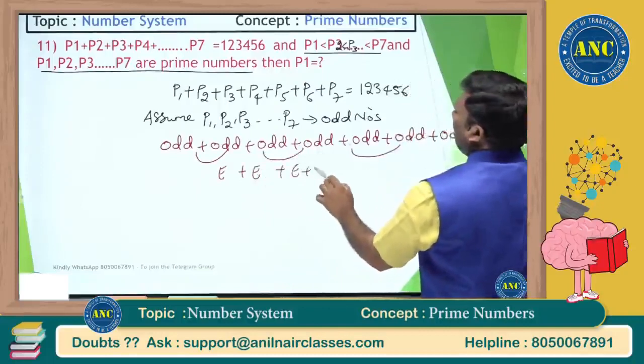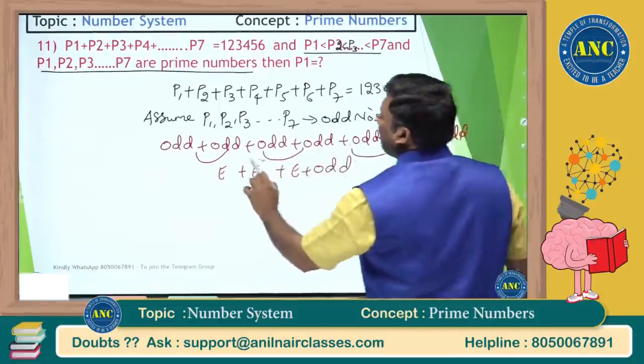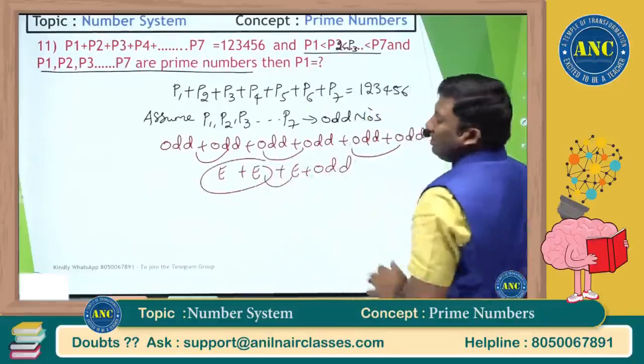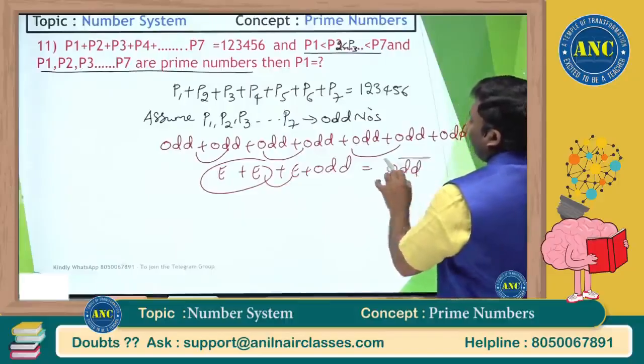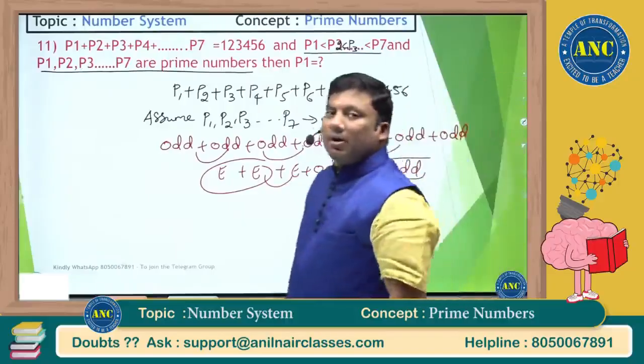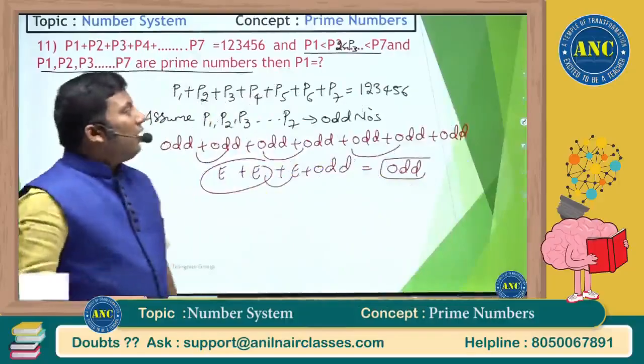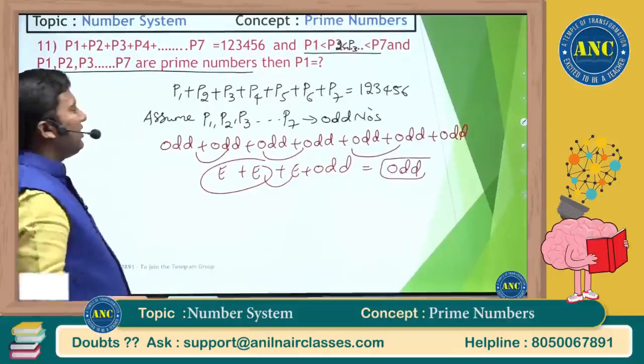Even plus even is an even number. Even plus odd is an odd number. But the right hand side, 1, 2, 3, 4, 5, 6, is an even number.